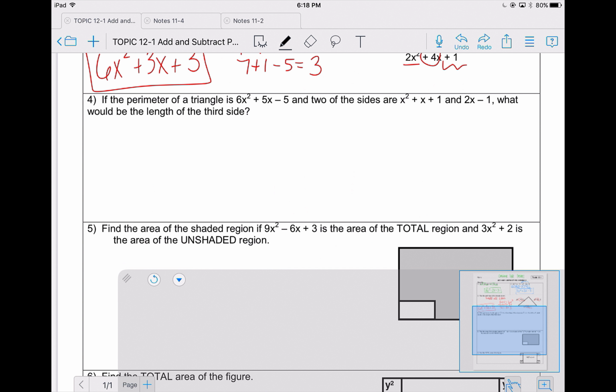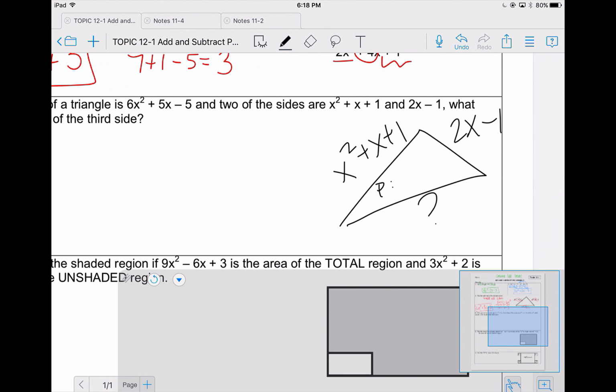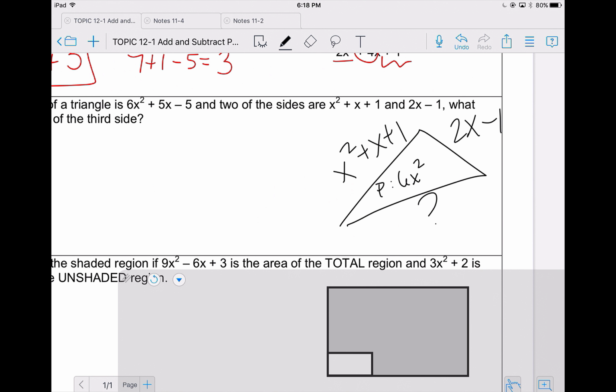So problem 4, they tell me the perimeter of the triangle is 6x squared plus 5x minus 5, and two of the sides are x squared plus x plus 1 and 2x minus 1. What would be the third side? So if we draw a triangle, it can be any random thing. We have one side that's x squared plus x plus 1, a side that's 2x minus 1, and an unknown. And then I know that my perimeter is 6x squared plus 5x minus 5.